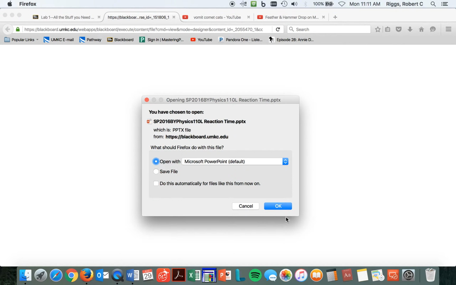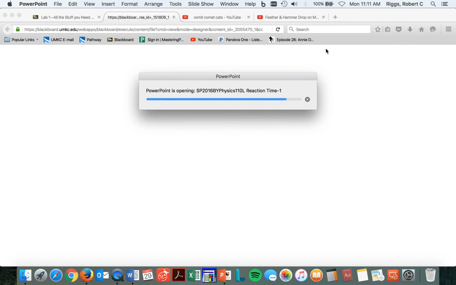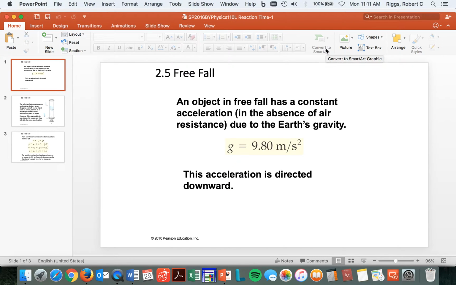When something is in free fall, let's take a peek at this. When an object is in free fall, it has a constant acceleration in the absence of air resistance due to Earth's gravity. So it's accelerating at 9.8 meters per second squared. This acceleration is directed downward.